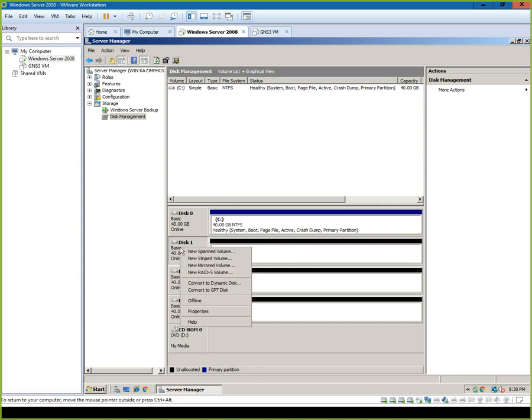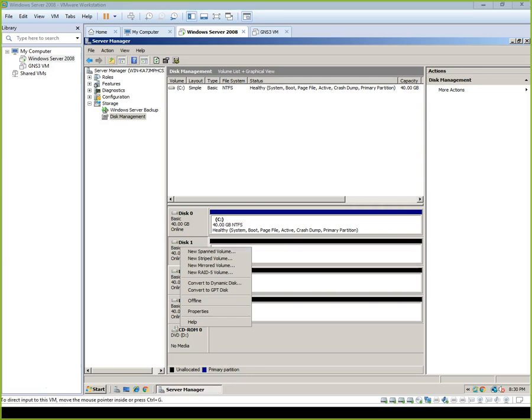Once I do that, I can now create a new spanned volume. What a spanned volume does is put disks together. If I had, and I will just draw them as columns here, a disk here and a disk here, a 10 and a 10, a span would put these two things together, no redundancy here, but make me a 20 volume.